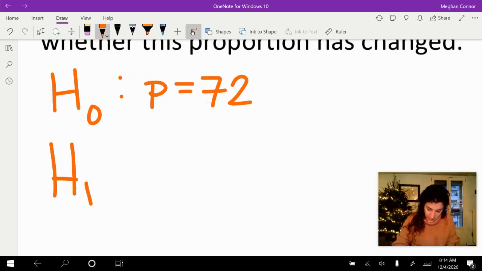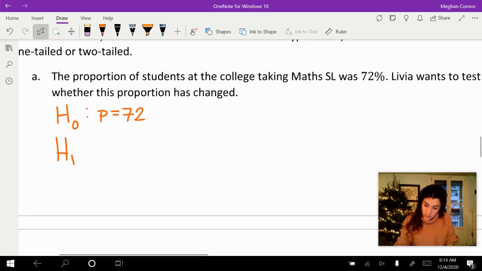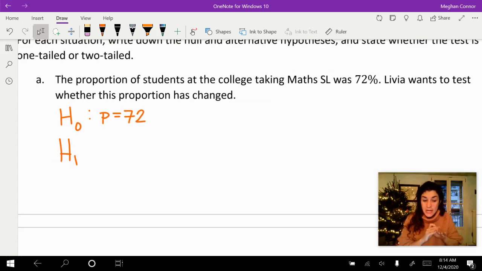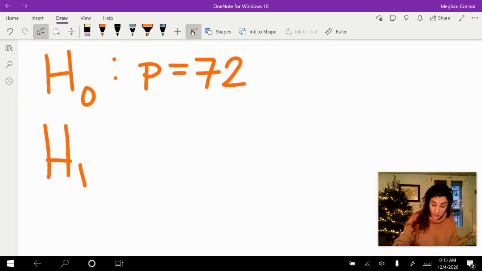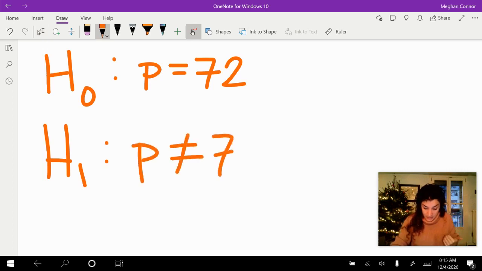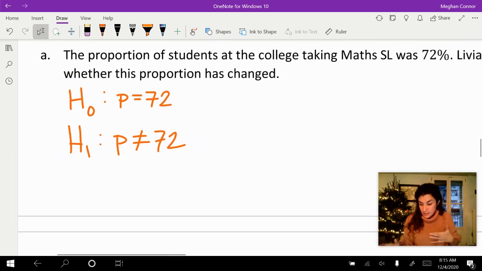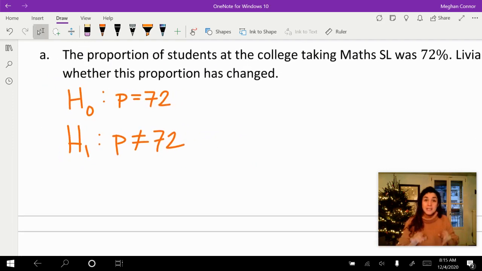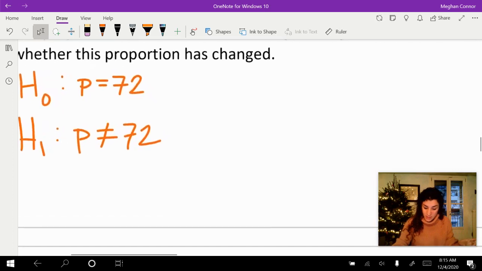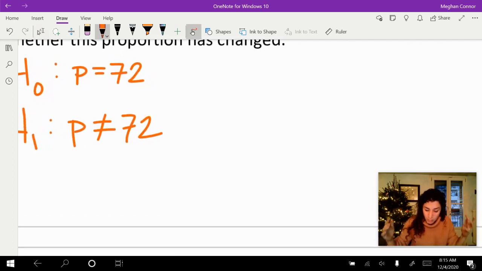Your alternative hypothesis: it says Livia wants to test whether this proportion has changed. Whether it's changed just means that it's not equal to 72. It's not saying, hey, we've gotten bigger than 72, or, hey, we've gotten smaller than 72. It's just, hey, P is not 72. That's our alternative hypothesis. Yes, it's changed, or no, it hasn't. That means it's a two-tailed test, right? We aren't talking about getting bigger than 72 or smaller than 72. We're just saying, has it changed? It's a more broad test.